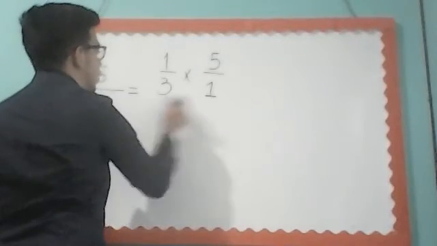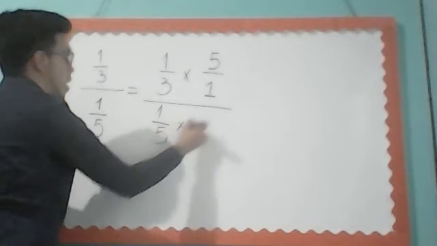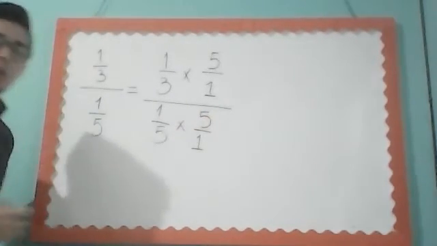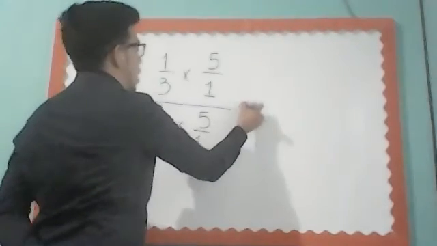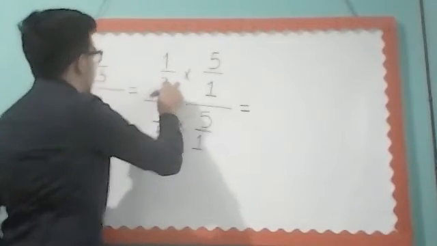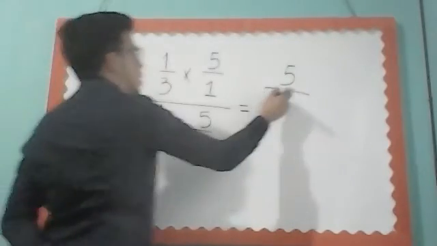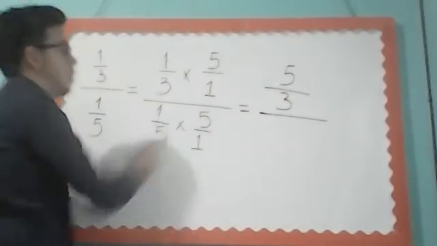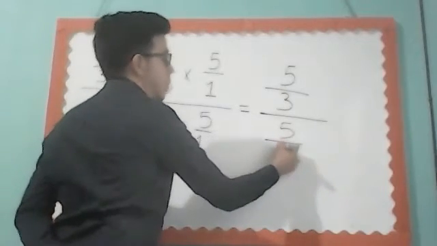5/1 divided by 1/5 multiplied by 5/1. This is the way that the books show you how to solve this division, right? Then you multiply: 1 times 5, it's 5, and 3 times 1, it's 3, over 1 times 5, over 5 times 1, that is 5 again.